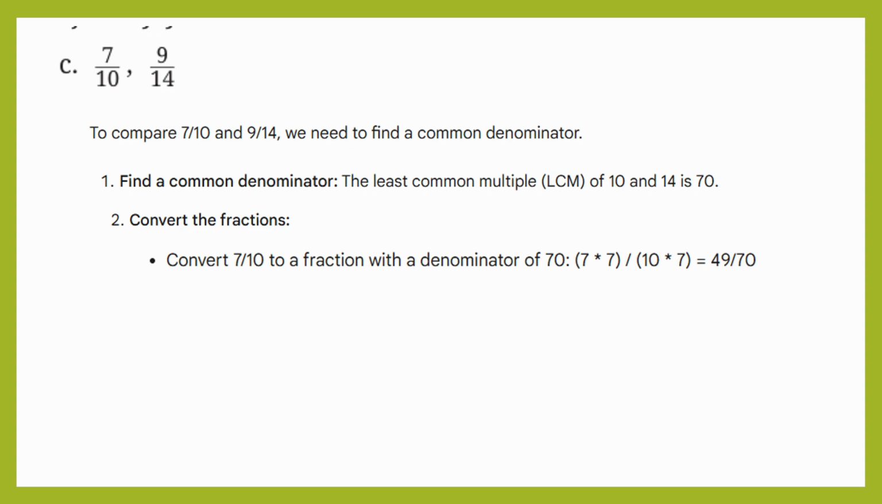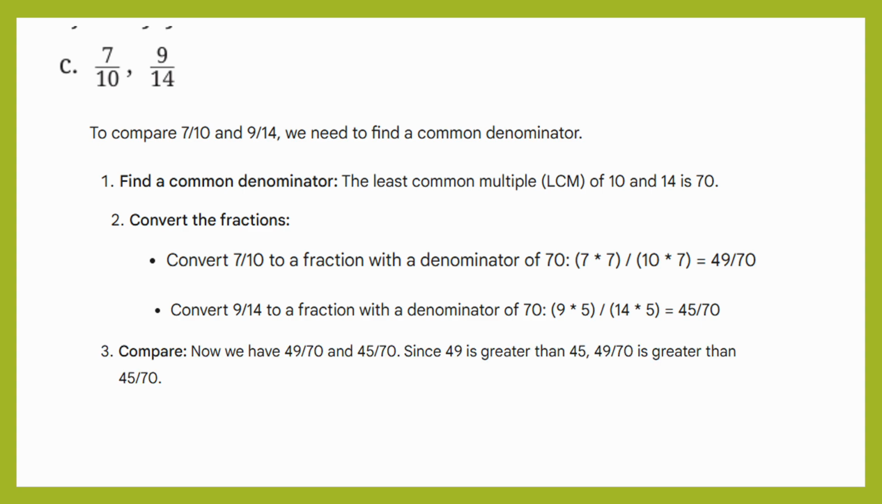Then consider the next fraction, 9 by 14. Convert 9 by 14 to a fraction with a denominator of 70. So you have to multiply both numerator and denominator by 5. 9 into 5 is 45. 14 into 5 is 70. Then compare. Now we have 49 by 70 and 45 by 70. Both have the same denominator 70. Then consider the numerators 49 and 45. Since 49 is greater than 45, 49 by 70 is greater than 45 by 70. Therefore, 7 by 10 is greater than 9 by 14.